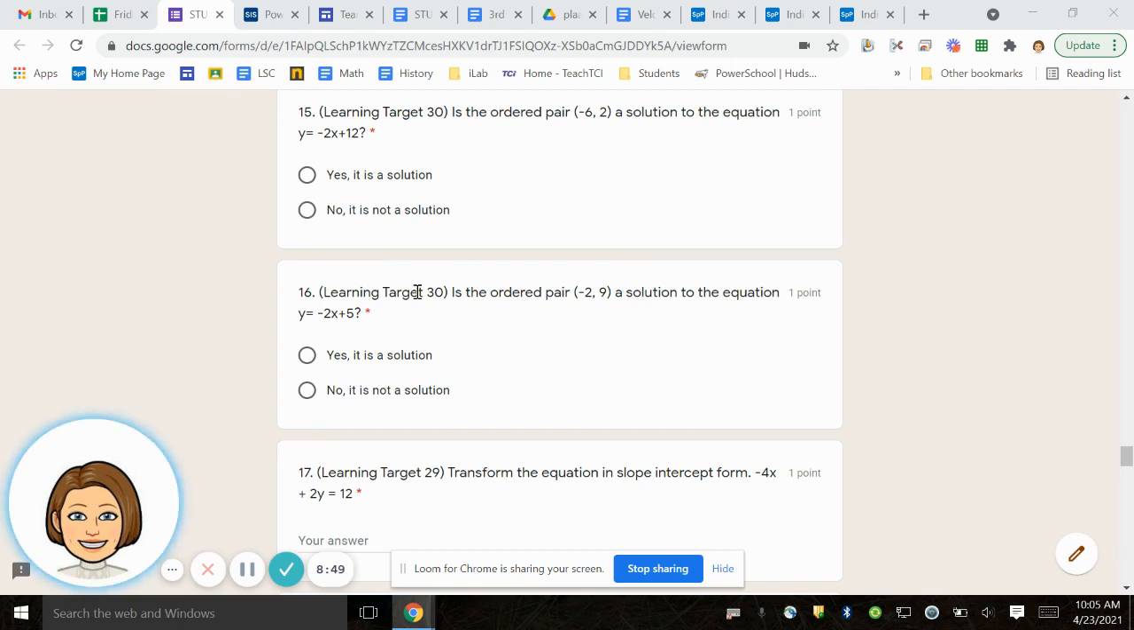Number 15, is the ordered pair negative 6, 2 a solution to the equation y equals negative 2x plus 12? Yes, it is a solution. No, it is not a solution. Make sure you show your work on your work document.